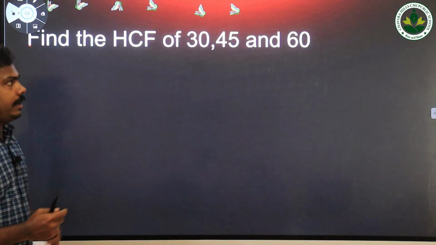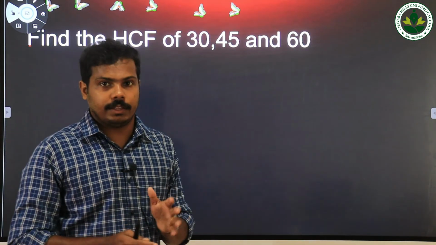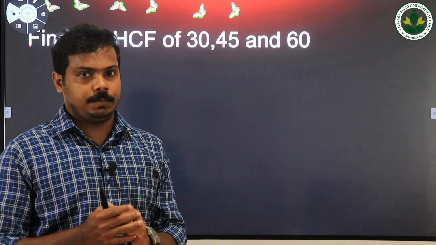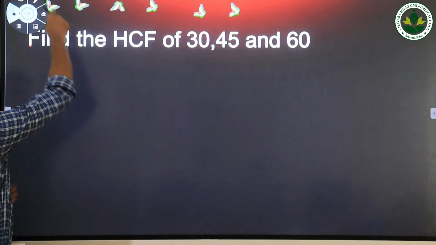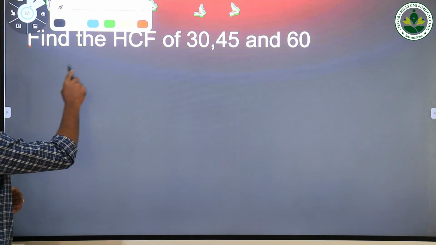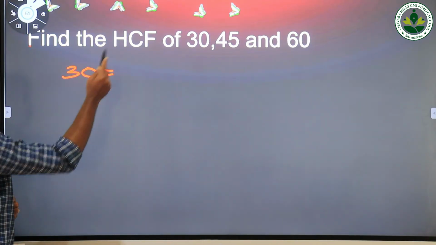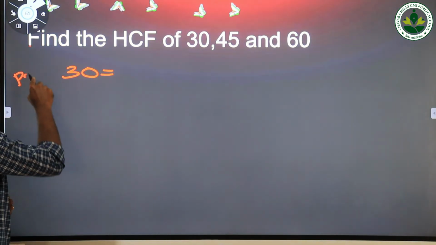Okay, next one, here we need to find the HCF of 3 numbers. First write the prime factorization of the numbers. Here 30, the prime factorization of 30.